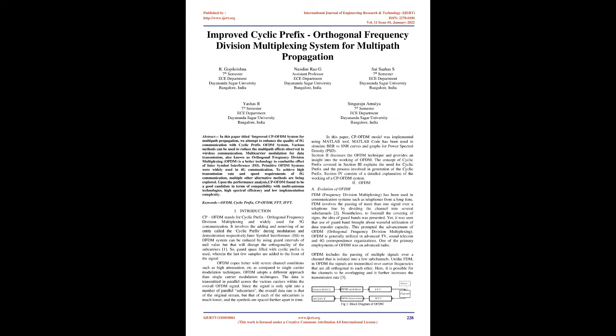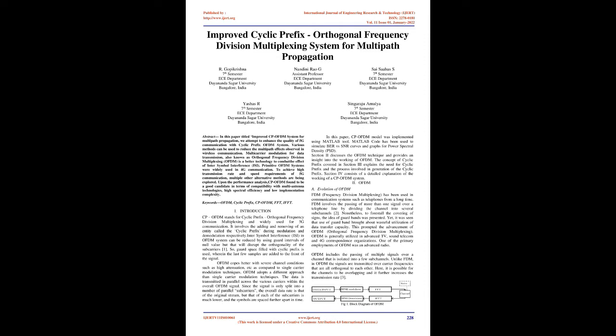OFDM adopts a different approach than single carrier modulation techniques. The data is transmitted in parallel across the various carriers within the overall OFDM signal. Since the signal is only split into a number of parallel subcarriers, the overall data rate is that of the original stream, but that of each of the subcarriers is much lower, and the symbols are spaced further apart in time. In this paper, the CP-OFDM model was implemented using the MATLAB tool.